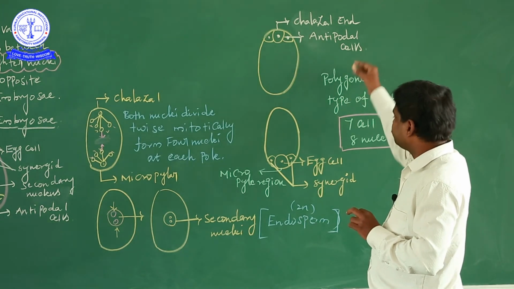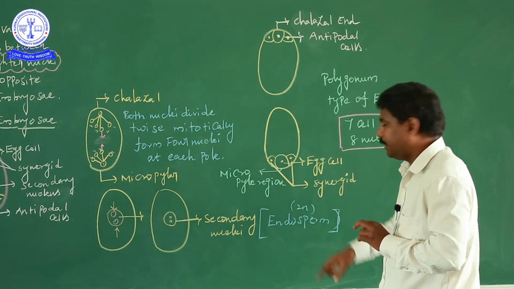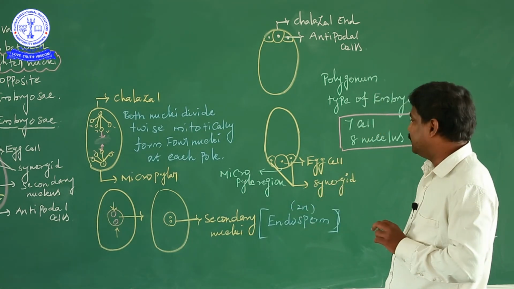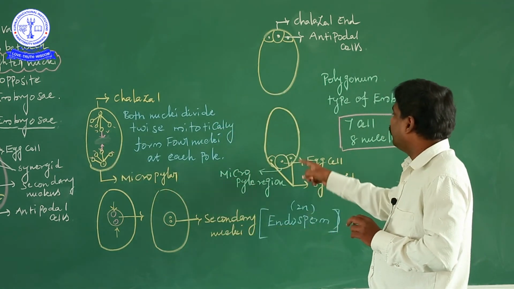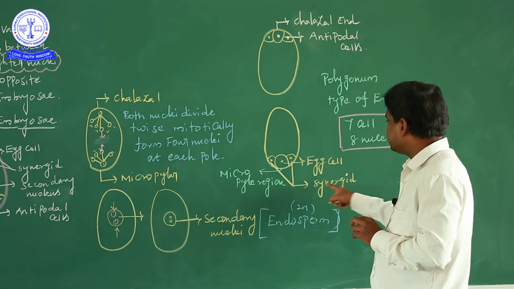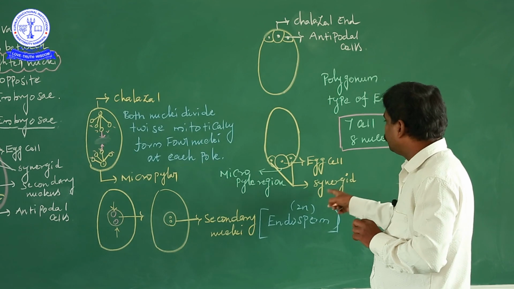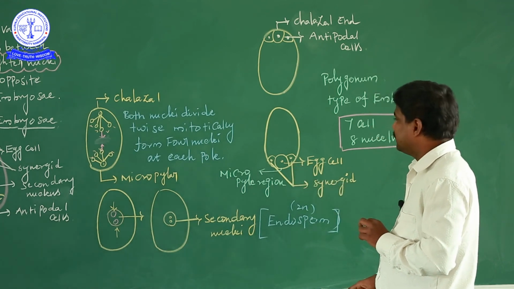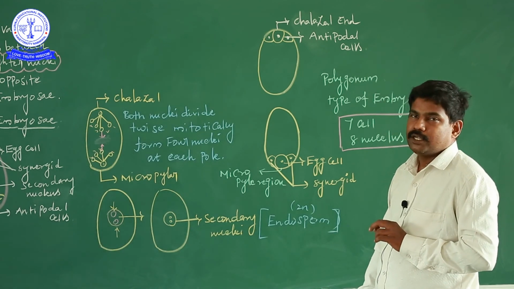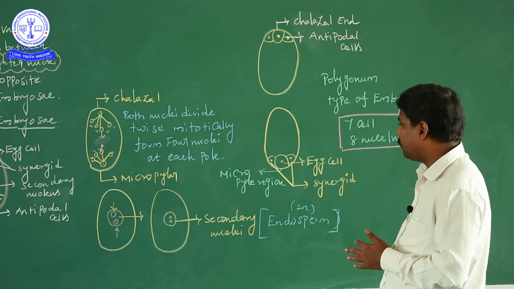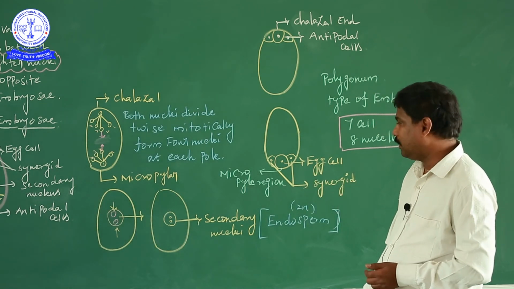Then at the micropylar region, the remaining three nuclei form the egg cell and synergids. The largest cell is called the egg cell, and the other two cells are the synergids. That is called the egg apparatus, which is formed in the micropylar region.